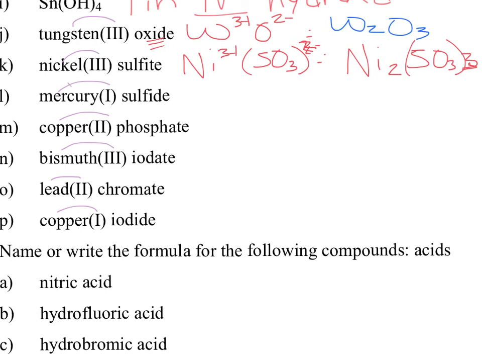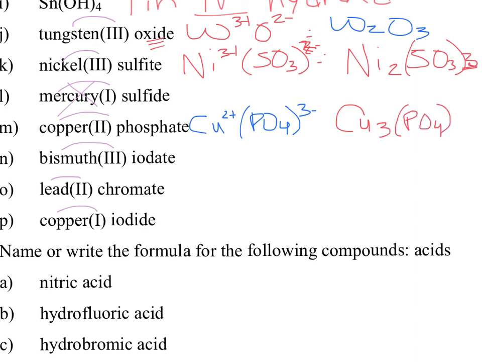Mercury 1, get rid of it. We don't want to do mercury compounds. Copper 2 phosphate, all right, so Cu2+. Phosphate is PO4, 3 minus. And so when I crisscross, I get Cu3(PO4)2. That's the final answer there.